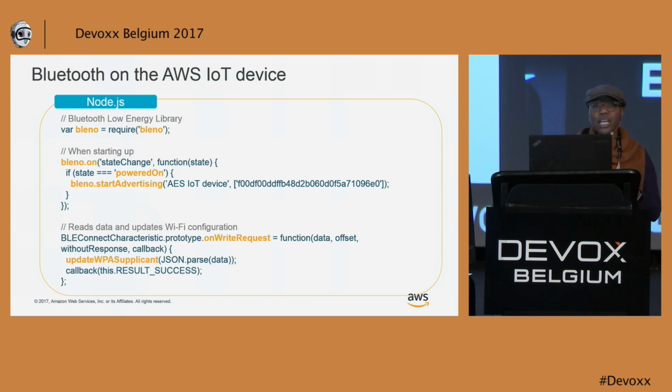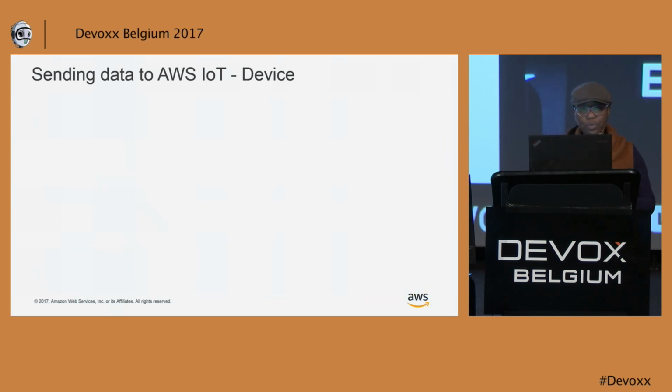Now, I'm using Node.js, and I'll tell you why on the device in a minute. You obviously can use C in other languages, but I'll get to why Node.js was my choice for this solution. But again, you see that I'm using the Bleno library. I'm starting to advertise. This is, like I said, actually my real code.